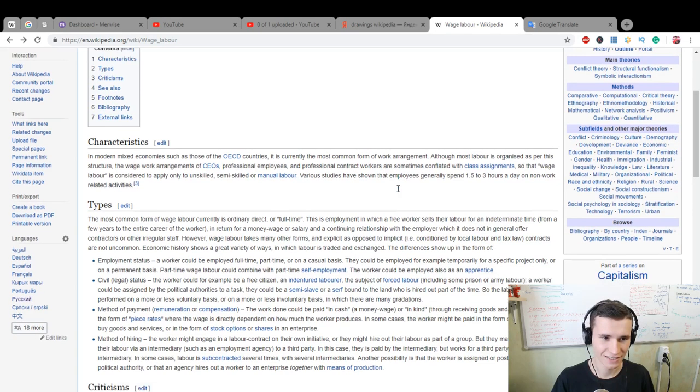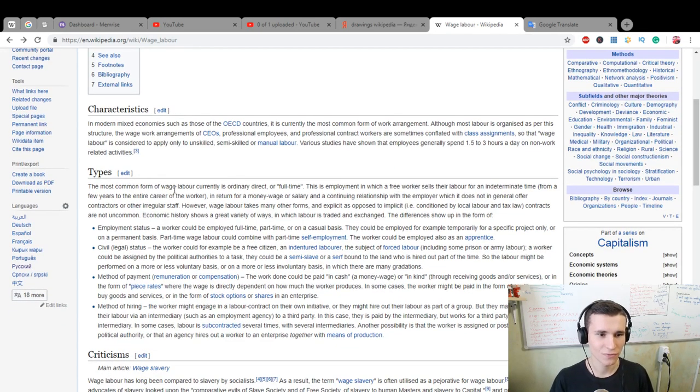Okay. Types. The most common form of wage labor currently is ordinary direct or full-time employment. This is employment in which a free worker sells their labor for an indeterminate time, from a few years to the entire career of the worker, in return for a money wage or salary and continued relationship with the employer, which it does not in general offer contractors and other irregular staff.